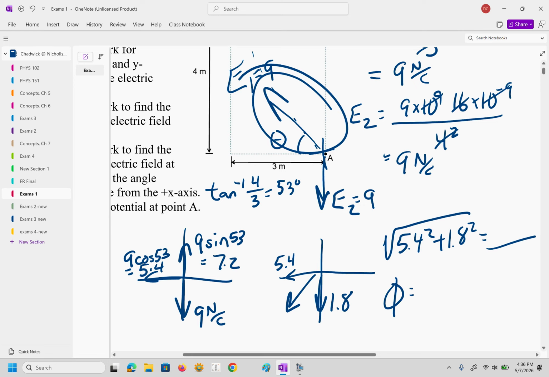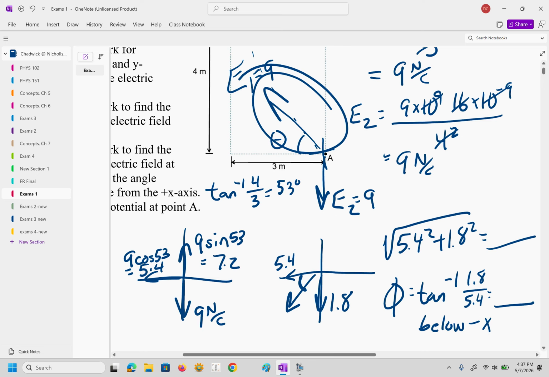I'll call it phi. I do the inverse tan of the opposite over the adjacent. That's 1.8 over 5.4. I have a new calculator. I don't know how to do it. Anyway, that is whatever it is, that angle. However, recognize that you'll need to define it. So whatever that angle is, it would be below the negative x-axis. Okay?